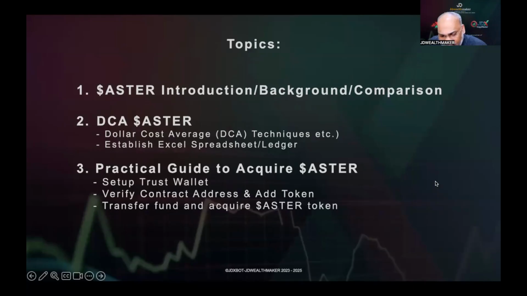What I want to do in this session, as I mentioned, is give a quick introduction, background, and some comparison, because there are competitors that started this even before ASTER. So why is Binance so concerned about pushing ASTER now? There are certain reasons. As I mentioned, the market capitalization is going to be significant for Binance to stay relevant.